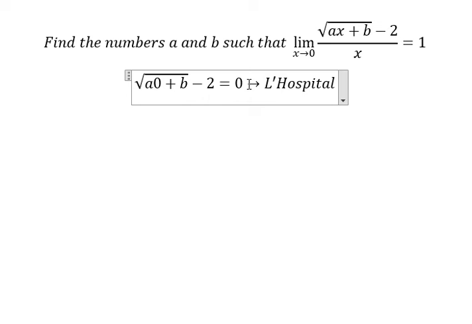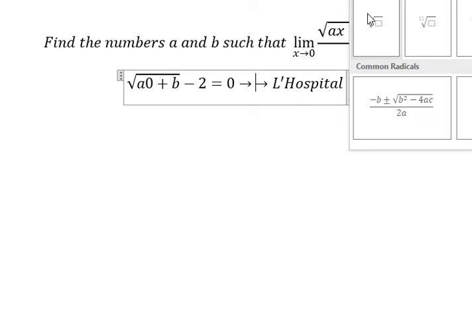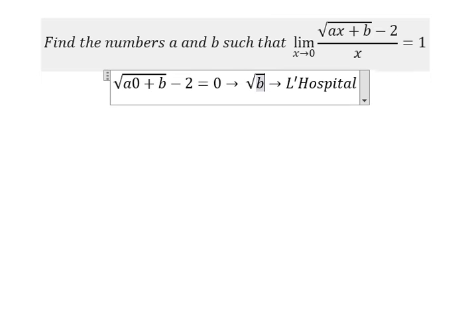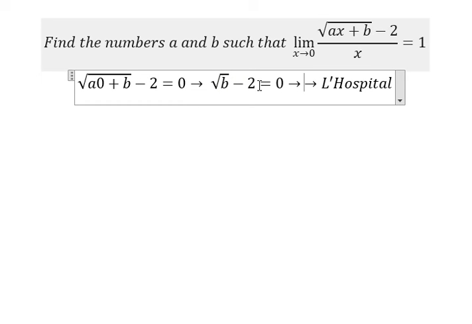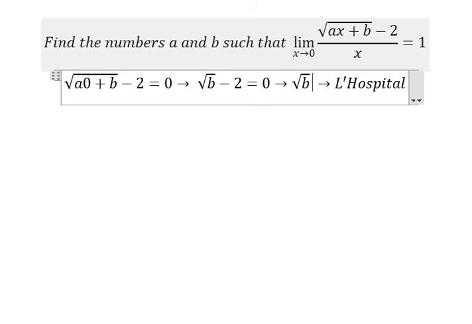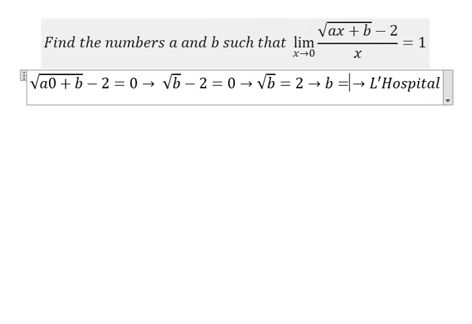So this one we simplify and we have the square root of b minus number 2 equals to number 0. So I will put negative number 2 to the right. And we put the power 2 on both sides and we have b equals to number 4.